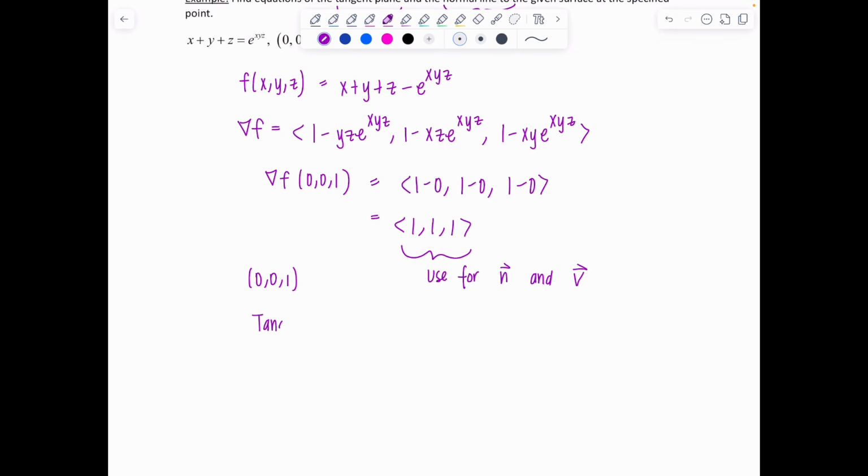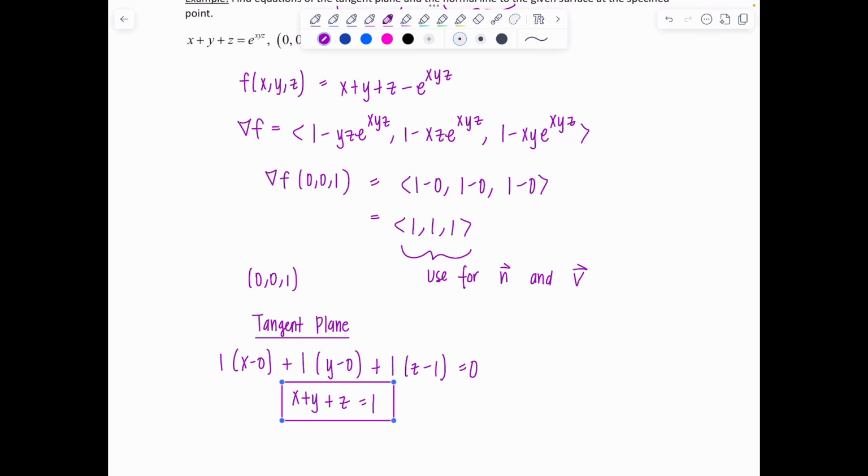So tangent plane, I have a vector normal to that plane and I have a point on the plane. Here we go. I'll take 1 first component times x minus 0 plus 1 second component times y minus 0 plus 1 times z minus 1 is 0. So this simplifies to x plus y plus z is 1. Boom. Then for the normal line, I'll just give the parametric equations. So I'll have x equals 1 times t plus 0. y equals 1 times t plus 0, and z equals 1 times t plus 1. And there you go, guys.